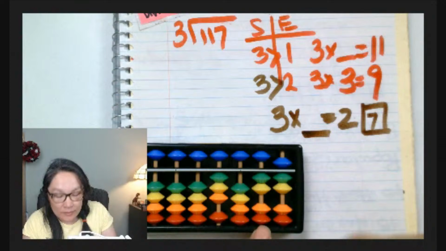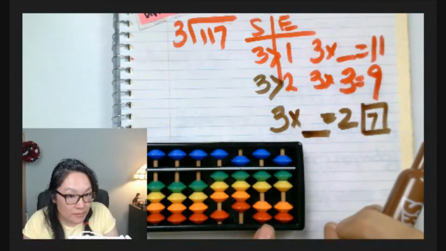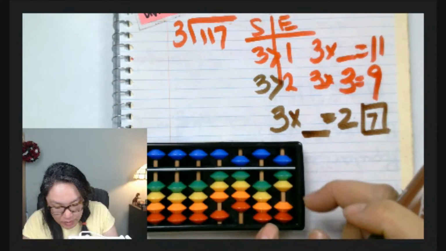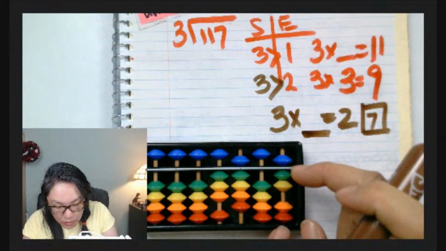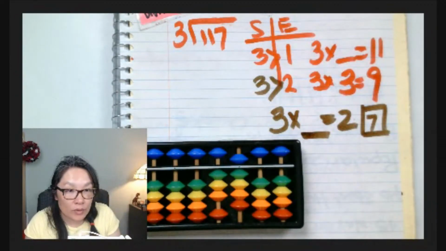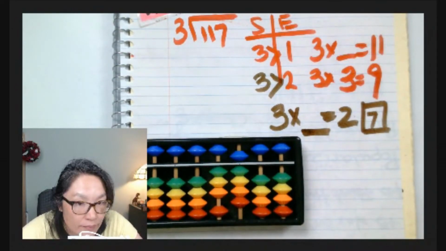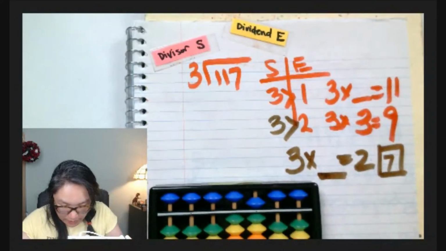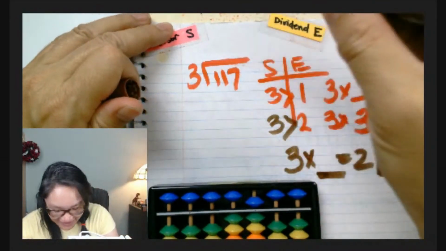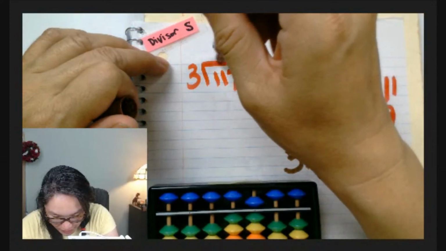3 times 9. Thank you, Jose. Take away 2, take away 7. Does that make sense? We're all right? Yeah. So my final answer is what? My final answer is 39.